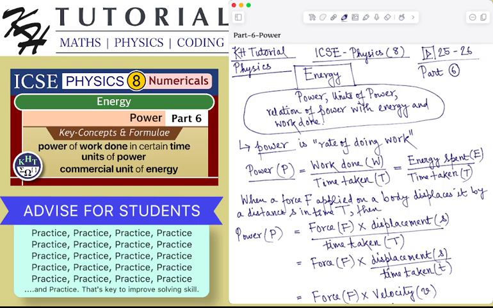Now work done is also equivalent to energy spent or energy supplied. So if a person applies some force and displaces some object in the direction of the force, then definitely he or she spent energy. So the formula of power can also be described as energy spent, that is E, divided by the time taken to spend that energy, T. Energy spent, energy supplied, they are the same thing. So this is the basic fundamental definition of power, that is how much work is done per unit time.